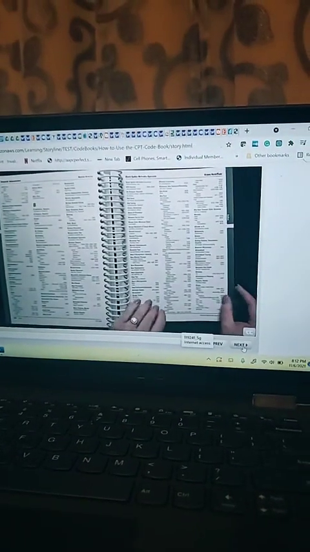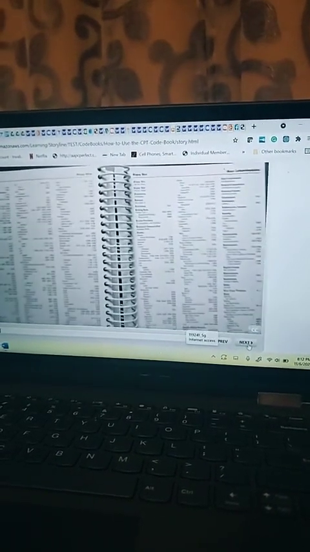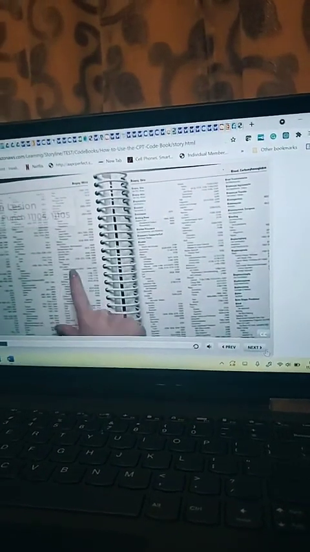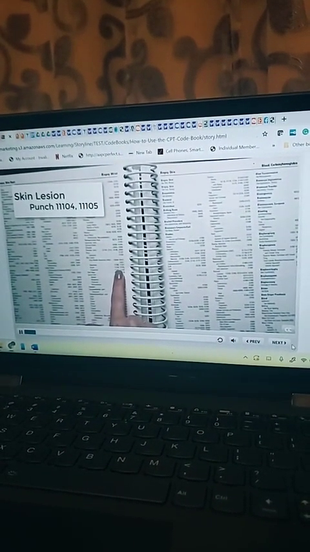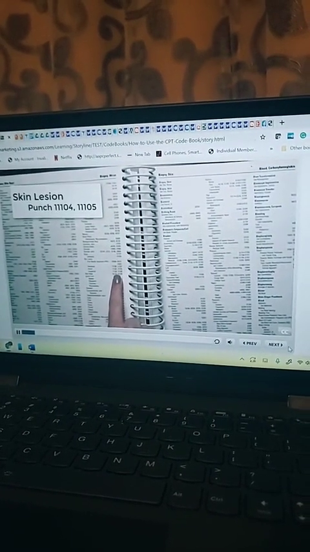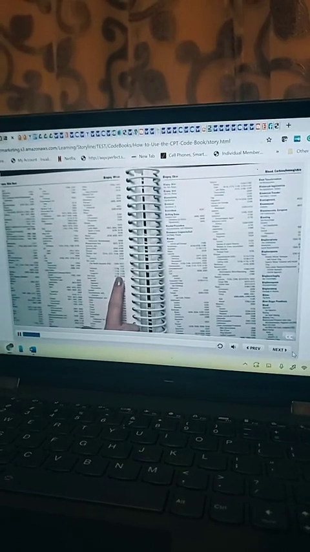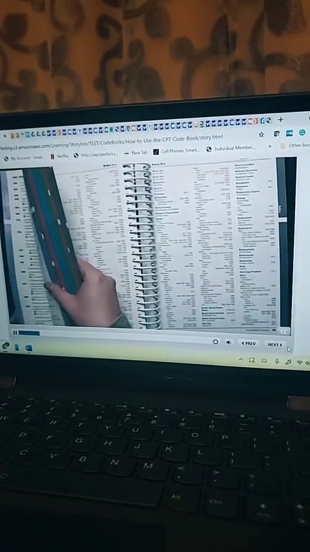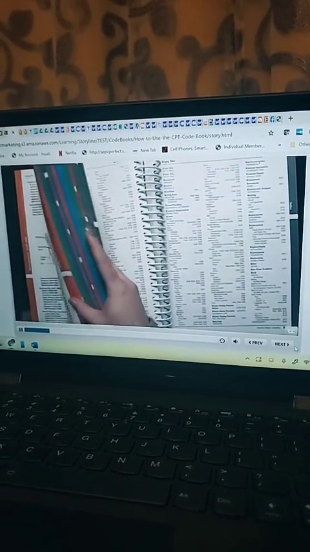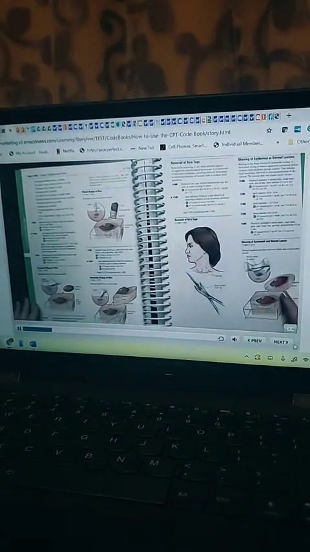Our main term is biopsy. Our appropriate subterms are skin lesion and punch. We are directed to codes 11104 and 11105. More often than not, the index will provide a code range rather than a single CPT code. This makes step two even more important. In our second step, we need to turn to the numerical section of the CPT code book to determine the correct code from the range provided by the index.